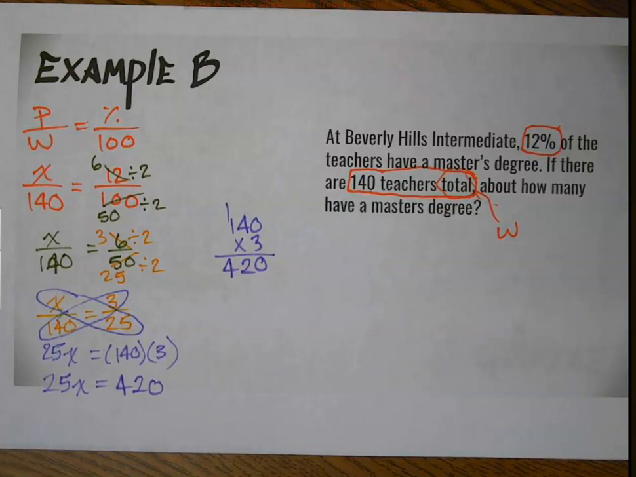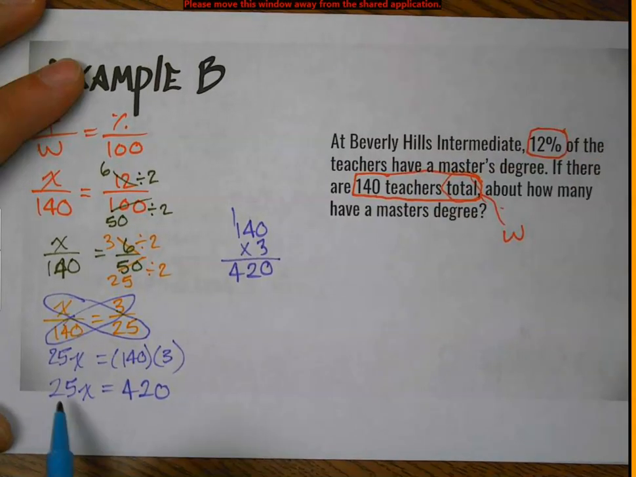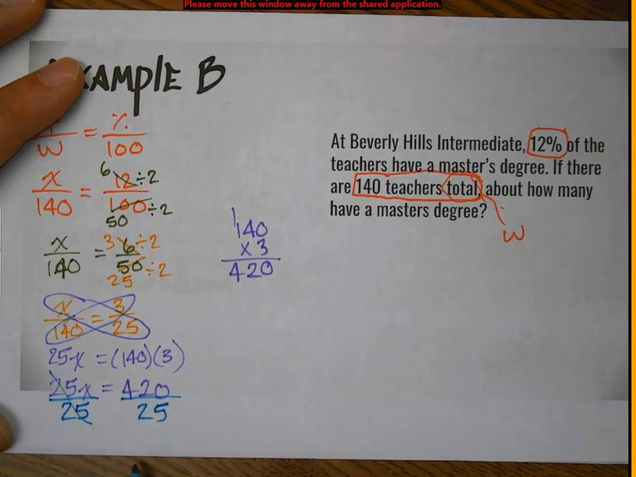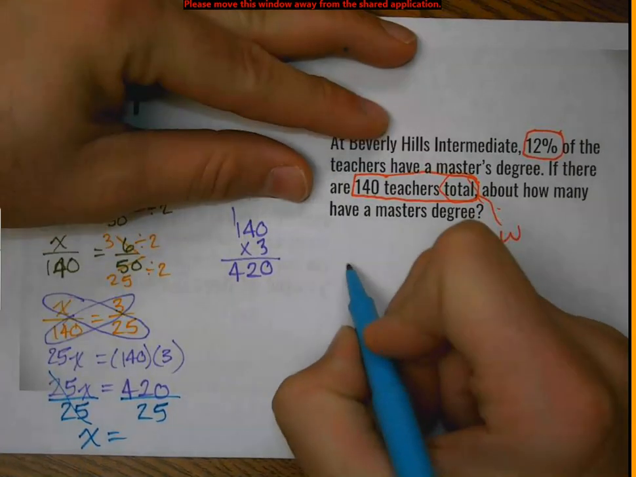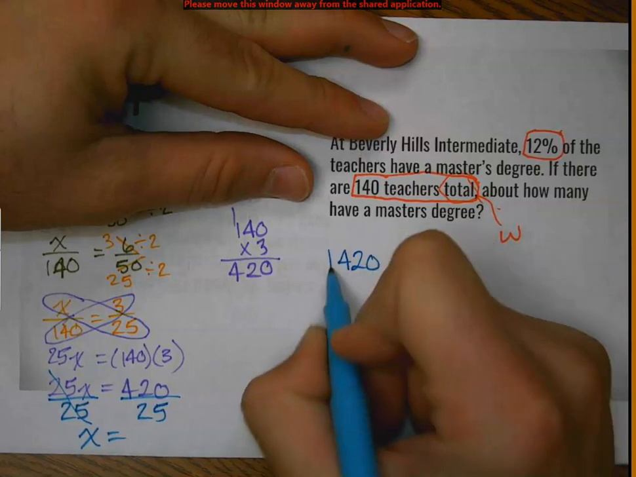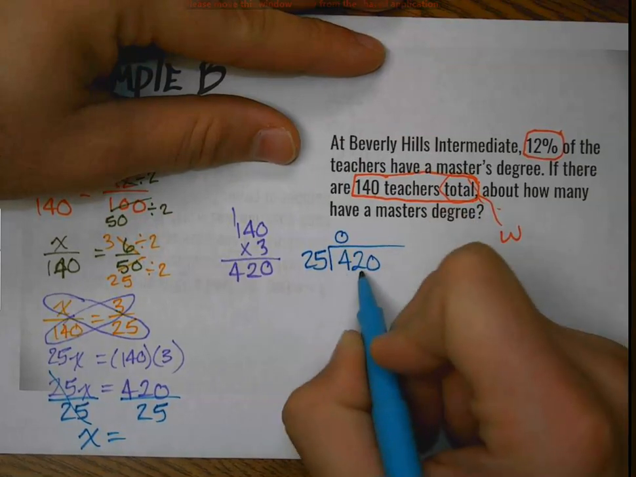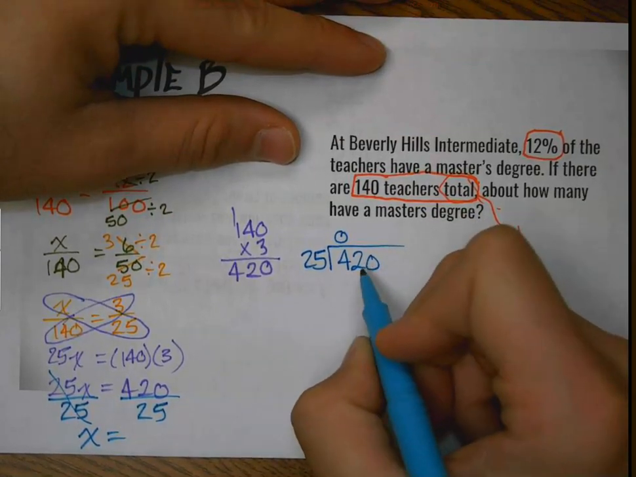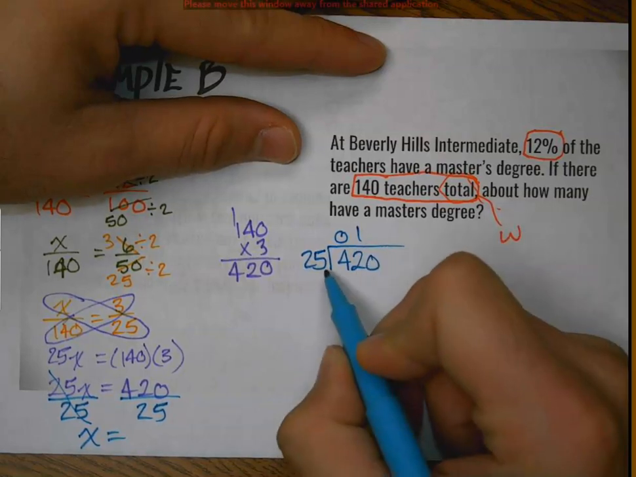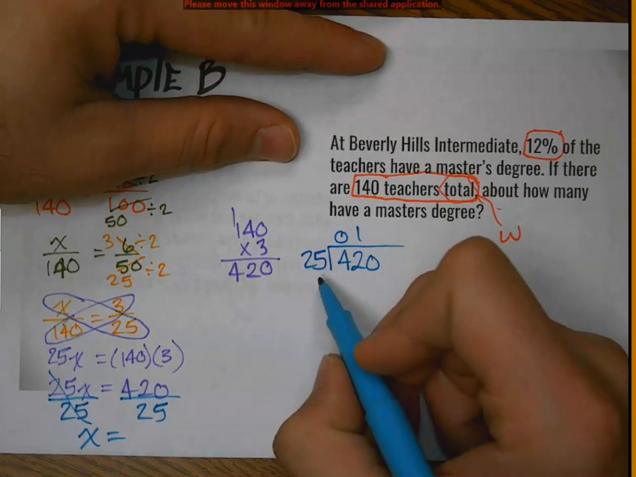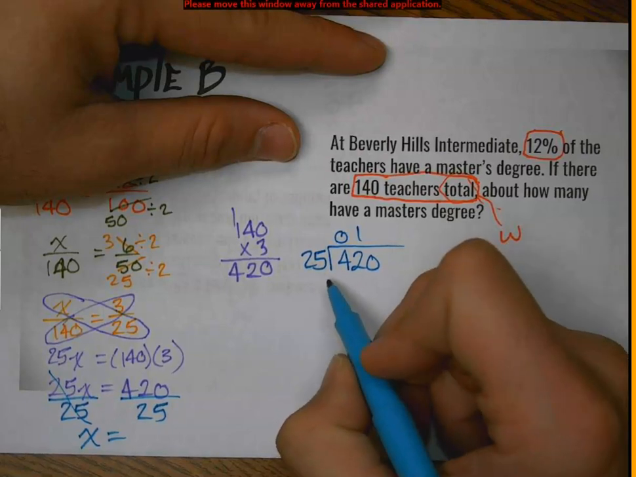Is x by itself? No, it's not yet. So in order to get x by itself, I have to get rid of that 25. To get rid of that 25, I need to divide both sides by 25. So now those are gone, and x is going to be by itself, but I need to do this division. So I have 420 divided by 25. 25, will it go into 4? No. Will it go into 42? Yes, but it'll only go in there one time. 25, you may think, well, that's a big number, this is hard, but it's quarters, guys. You know quarters. 25 times 1 is 25.